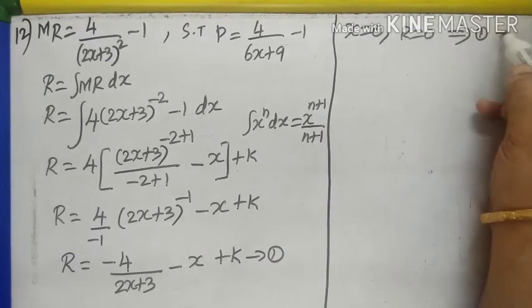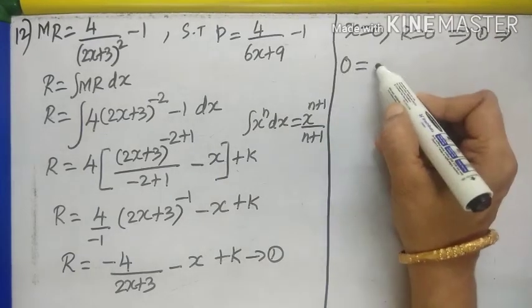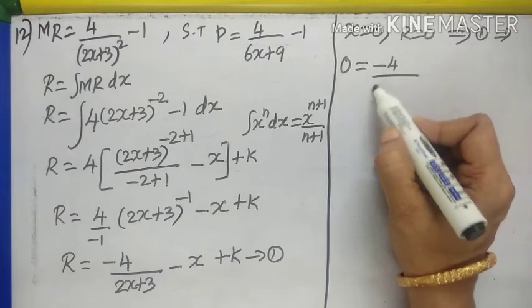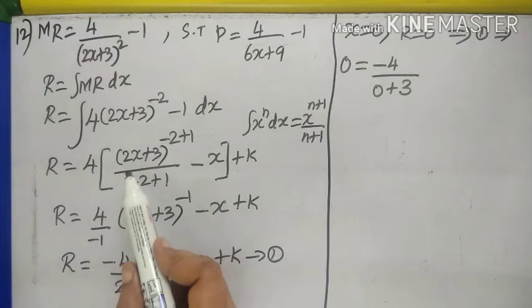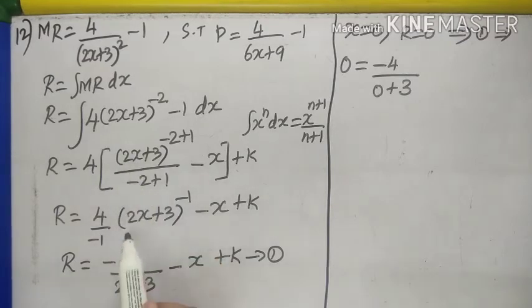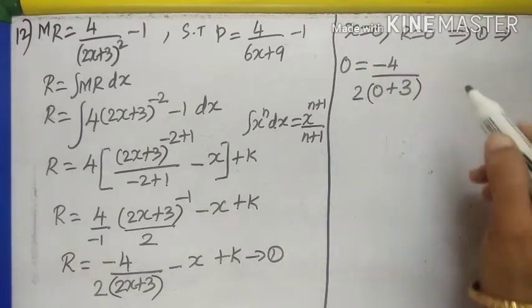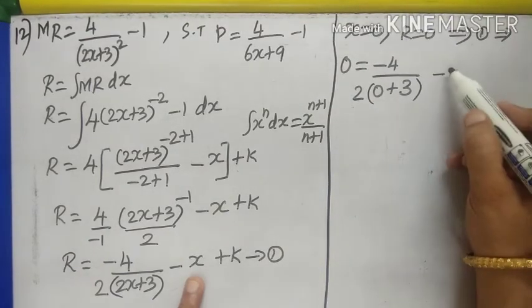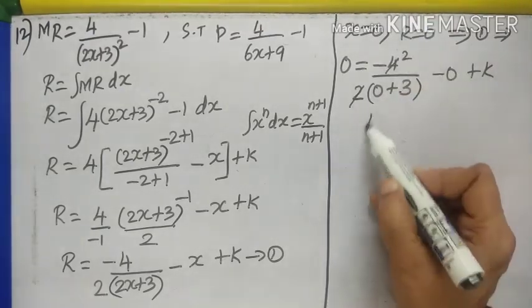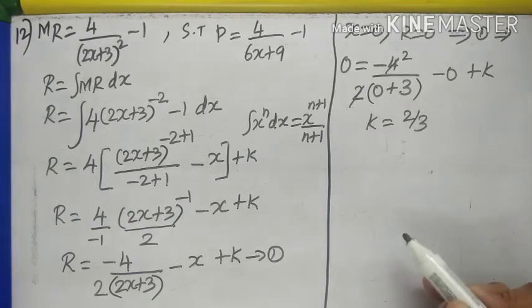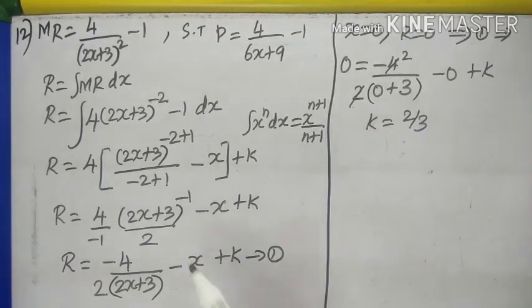First equation becomes 0 equal to minus 4 by 0 plus 3. See, when we are integrating, 2x is coming, so we have to remember to put by 2. Whenever 2x is coming, remember to put by 2. Minus x value is 0 plus k. Simplifying this, k is equal to 2 by 3. Put k value back in R.